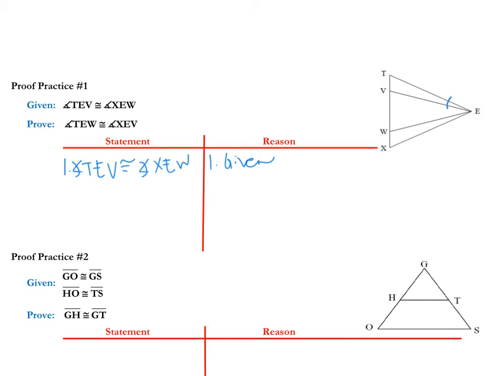So TEV is congruent to XEW. Prove that TEW is congruent to XEV. Well, notice that they share the same angle, okay? But we have to state that that angle is congruent to itself. So we're going to say angle VEW is congruent to angle VEW by the reflexive property.